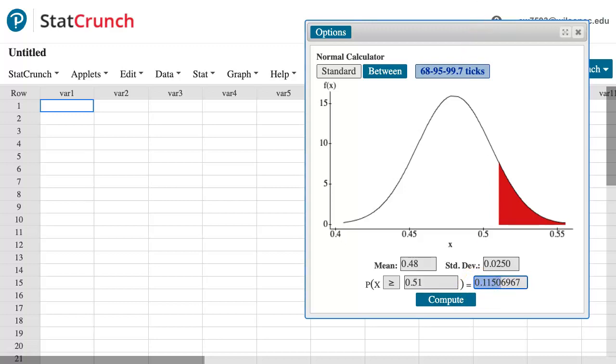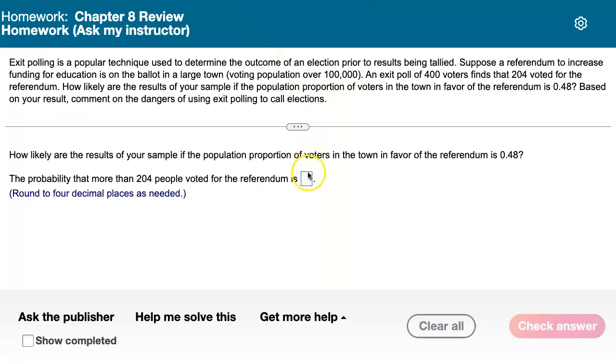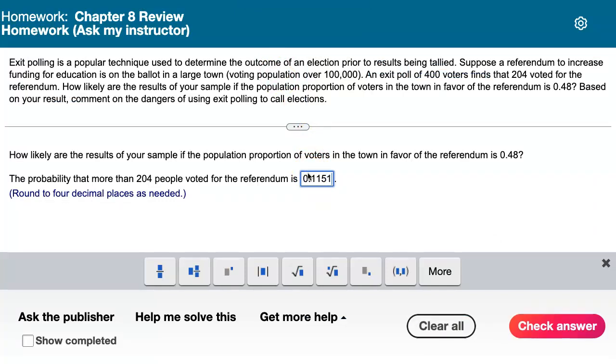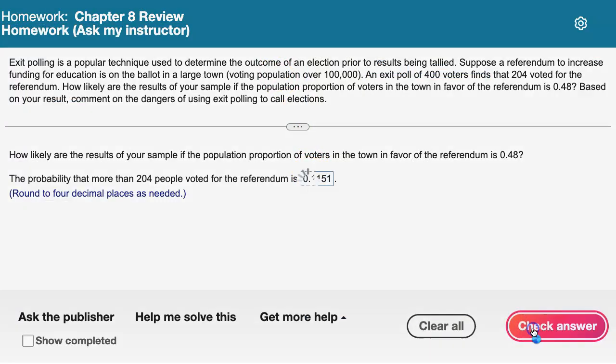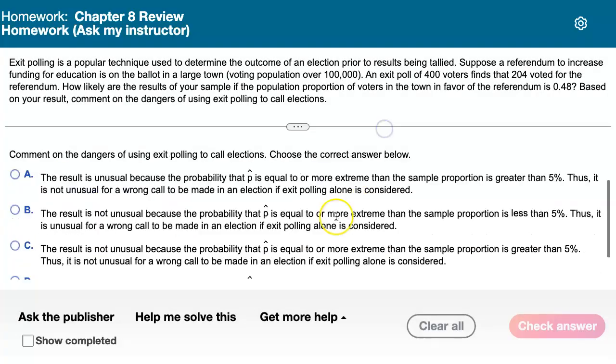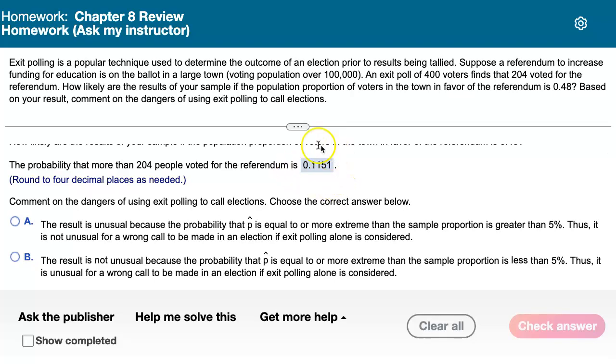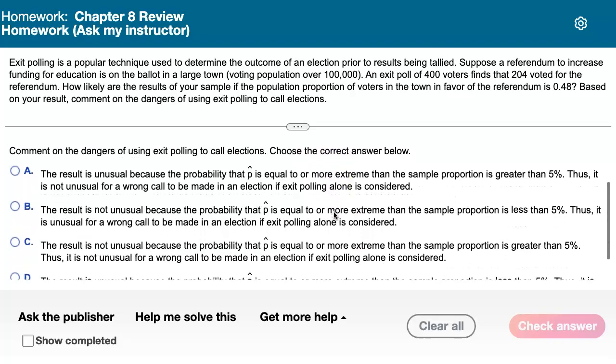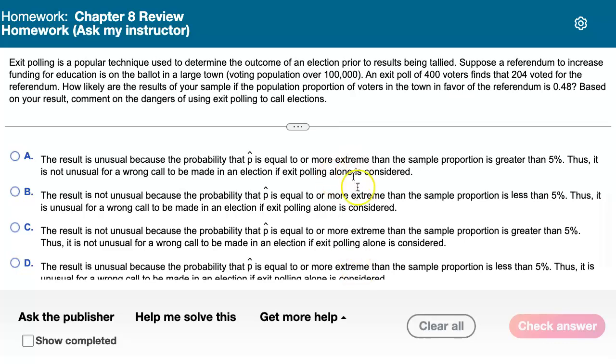So let me copy and paste that into our answer space, rounding up that 0 to a 1. And then last, we were asked to comment on the dangers of using exit polling to call this election. So if I think back to that probability, it is greater than 5%. It's approximately 11 to 12%. So I know I want to have that as part of my answer.